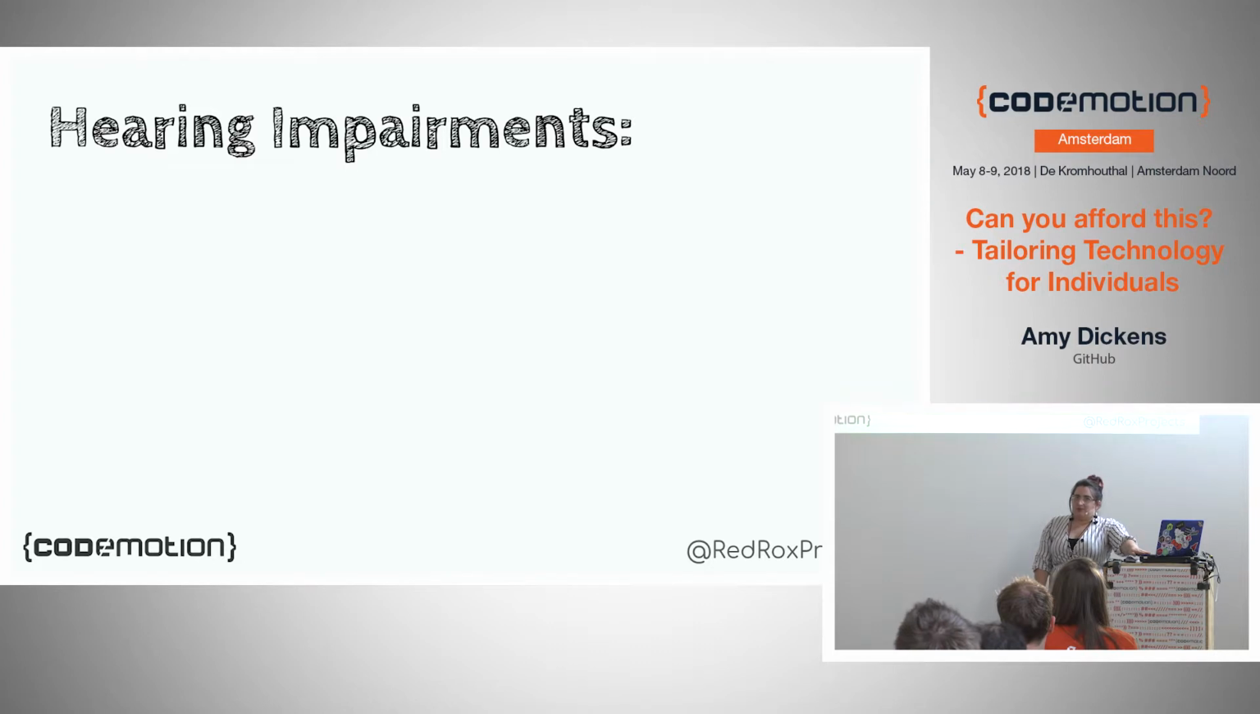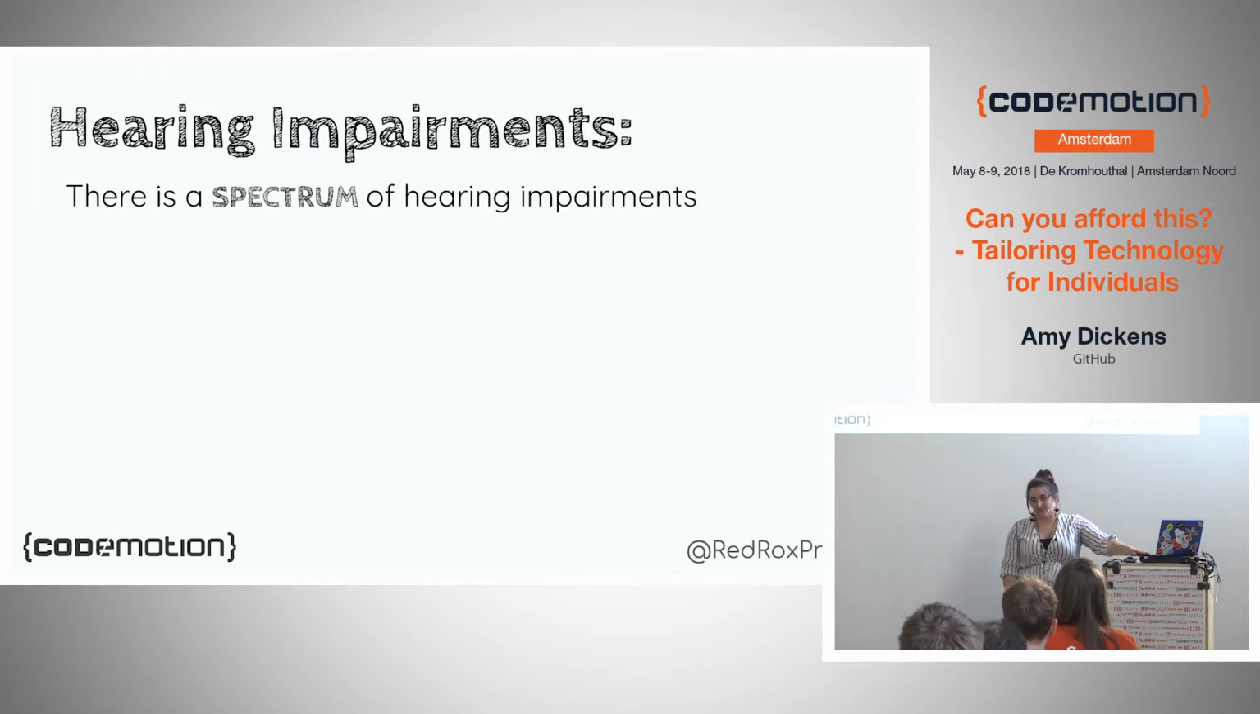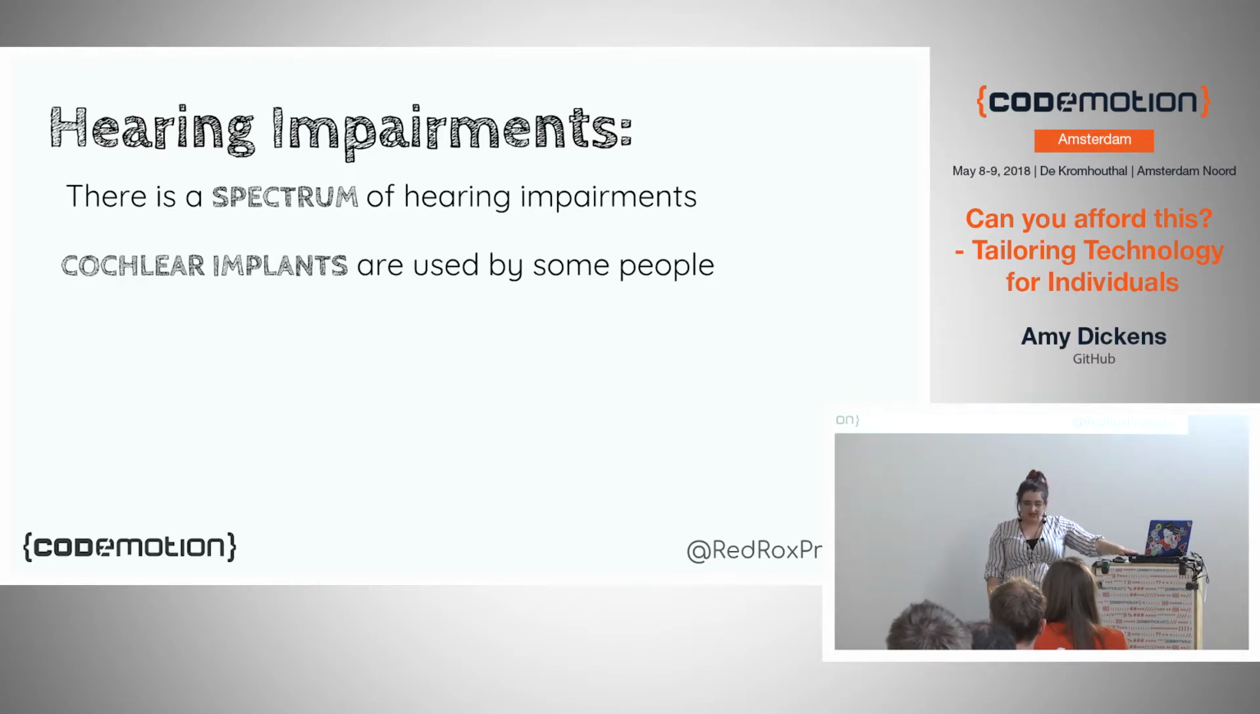We also think about people who might have a hearing disability. So hearing impairments are like any other disability. There is a spectrum. It's not just, are you deaf? Can you hear? There are so many in-betweens and so many gray areas.